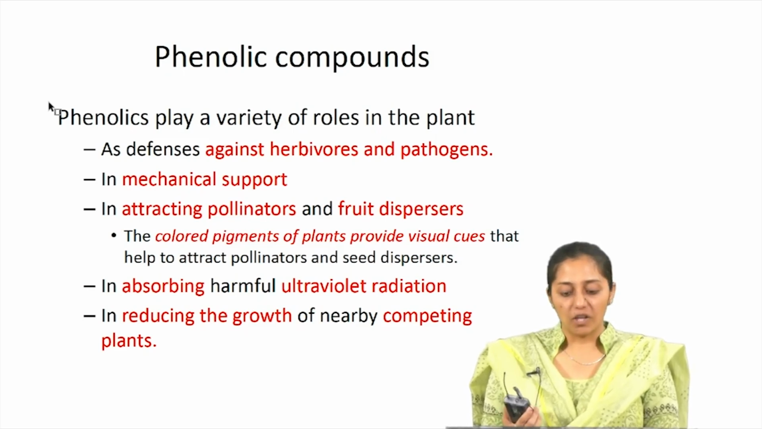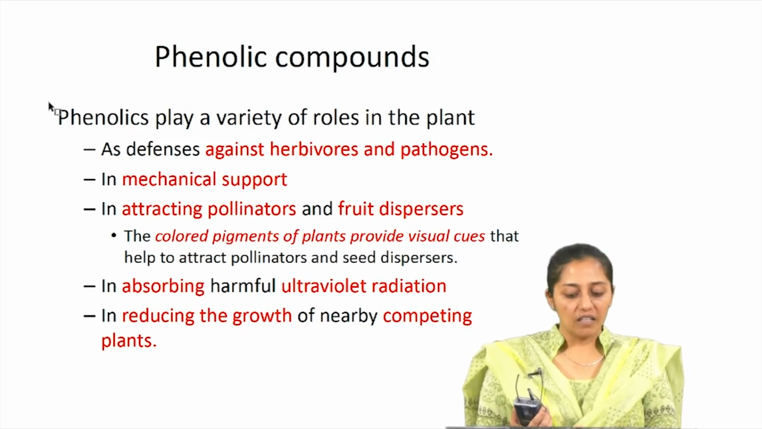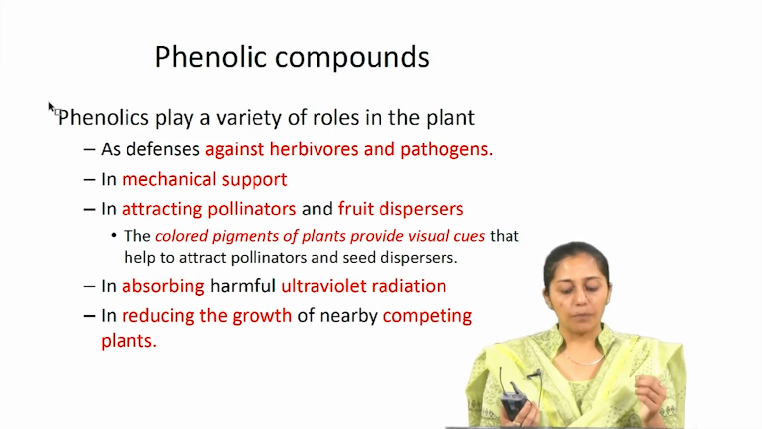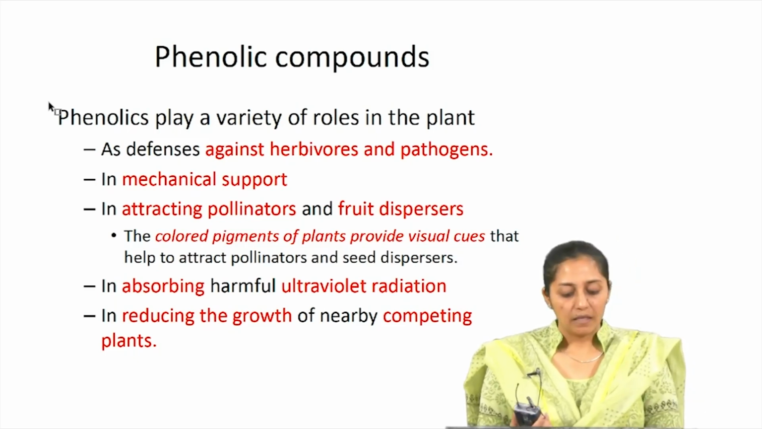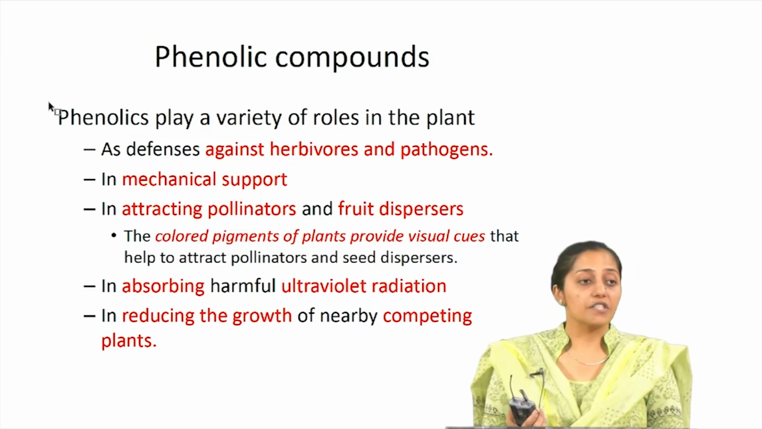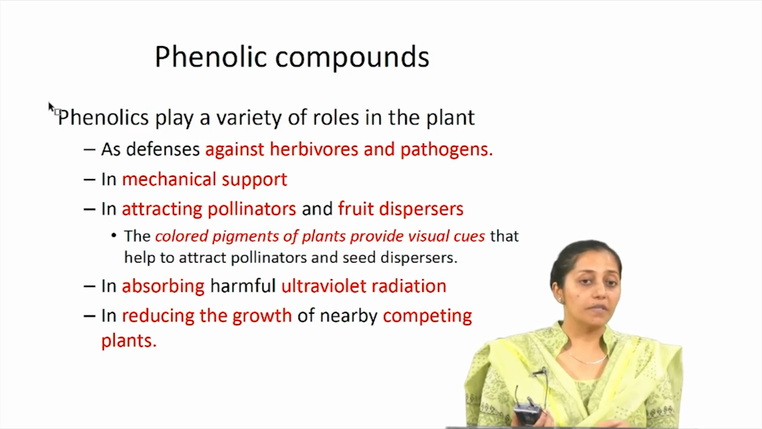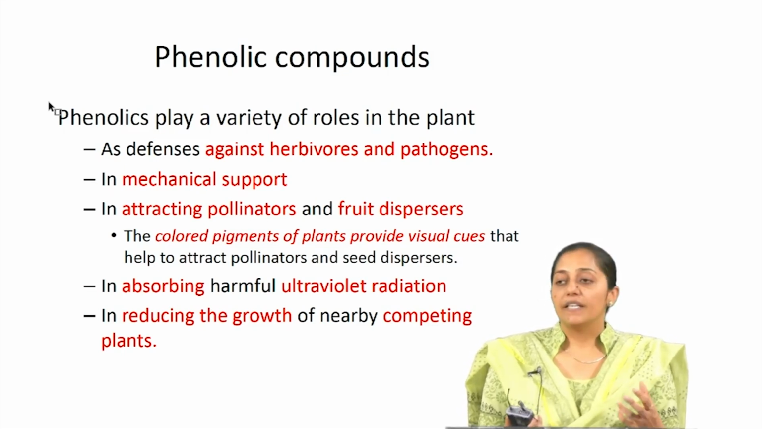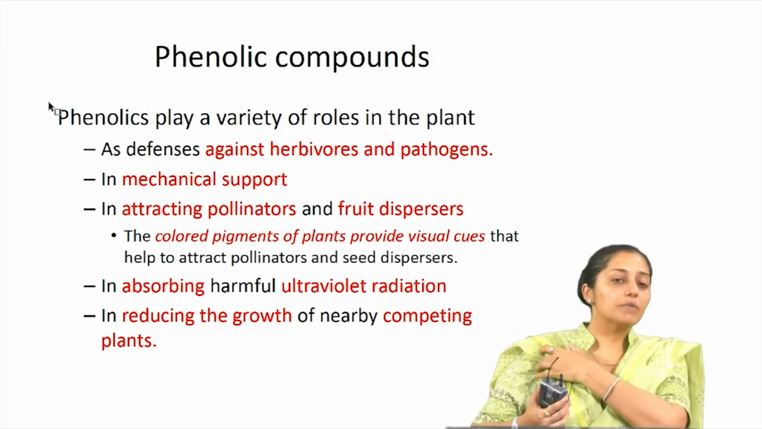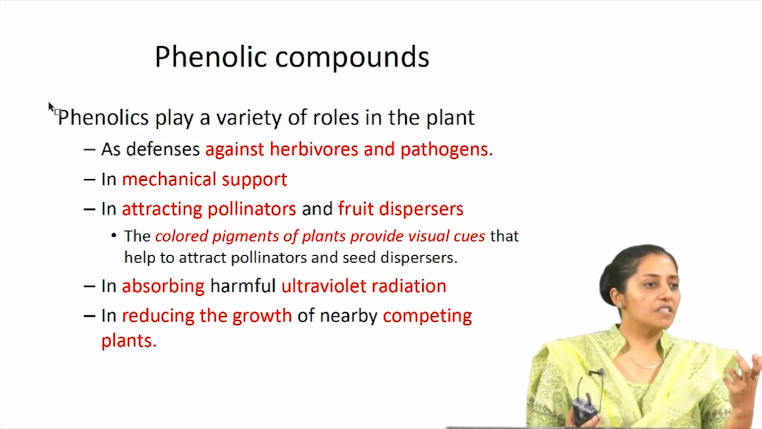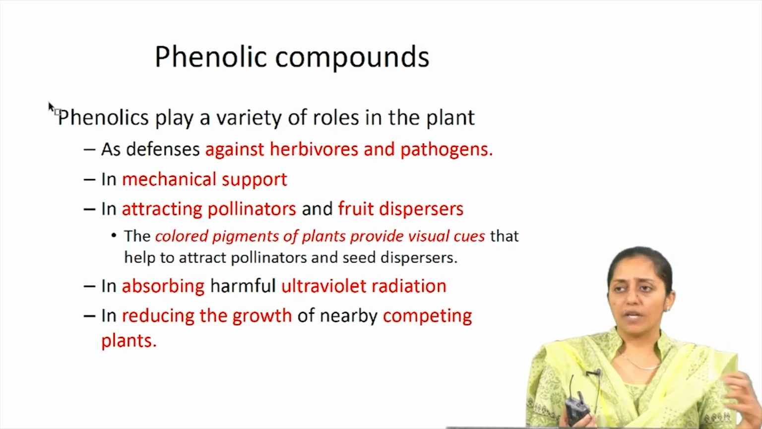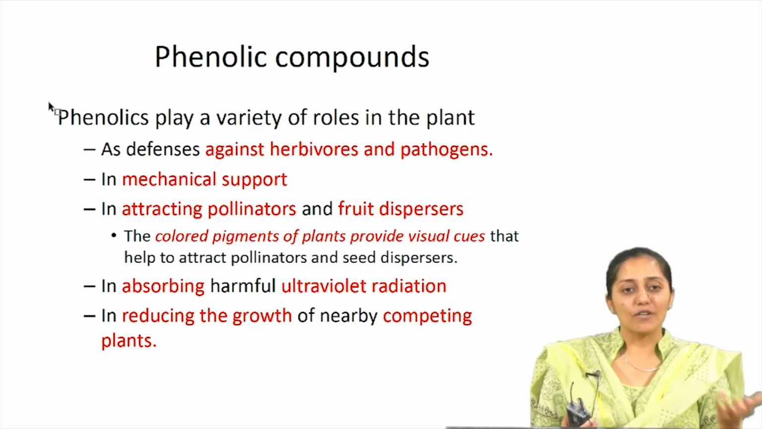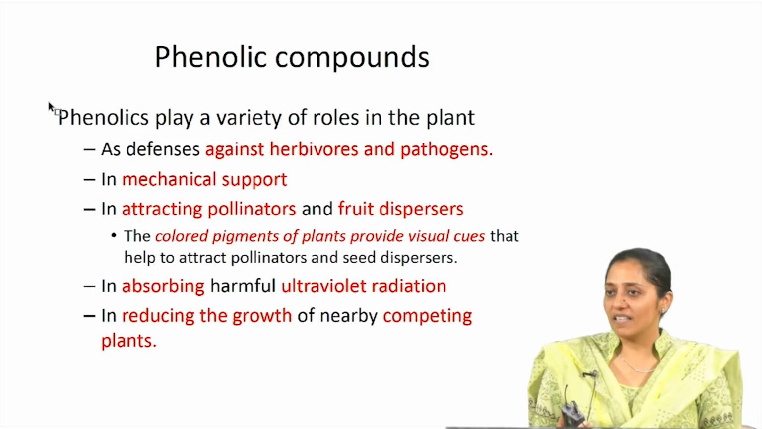Now in attracting pollinators and fruit dispersers, the colored pigments of plants usually provide visual cues that help to attract pollinators and seed dispersers. Now in absorbing harmful ultraviolet radiation, some of these compounds may also absorb the UV radiation. In reducing growth of the nearby competing plants. In in vitro culture, sometimes we find, as I referred to, that for some species, because of large exudation of phenolic compounds, it becomes very difficult to grow them in vitro. That is because of the toxic nature of the phenolic compounds which get released in the medium.